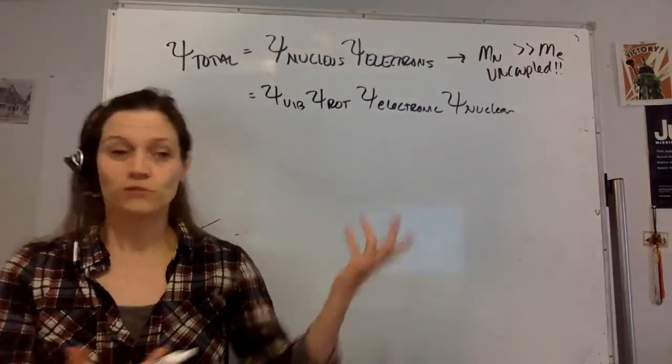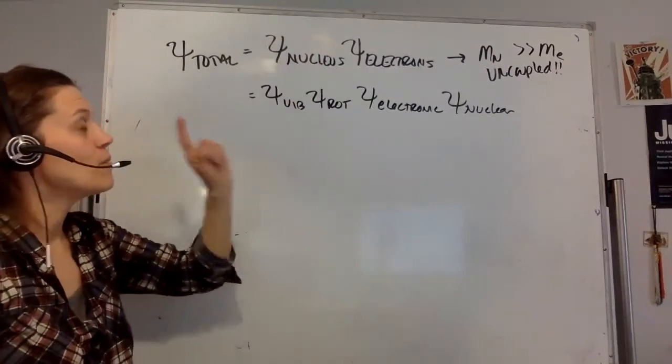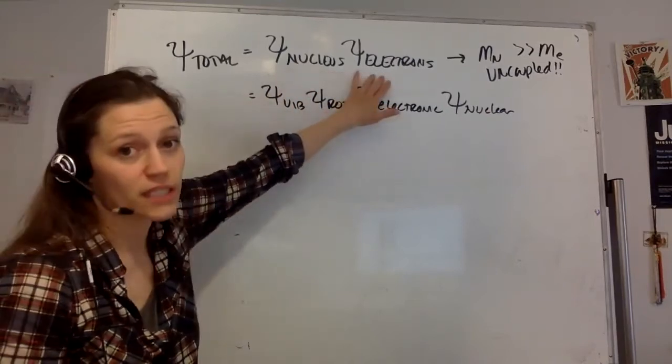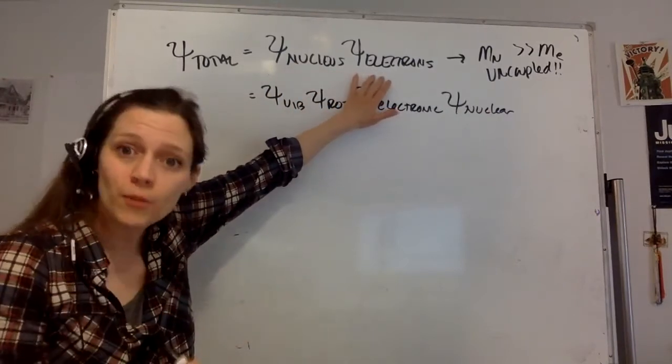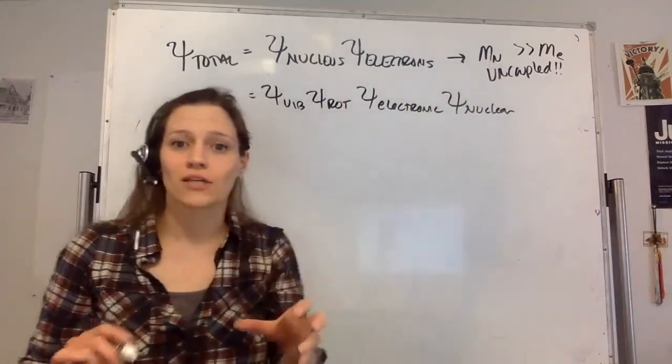Psi total represents our entire system. There's just one psi. But because of approximations, we can reduce this to the psi of the nucleus and the psi of the electrons. This is based on the Born-Oppenheimer approximation, because the nucleus is uncoupled from the electrons.